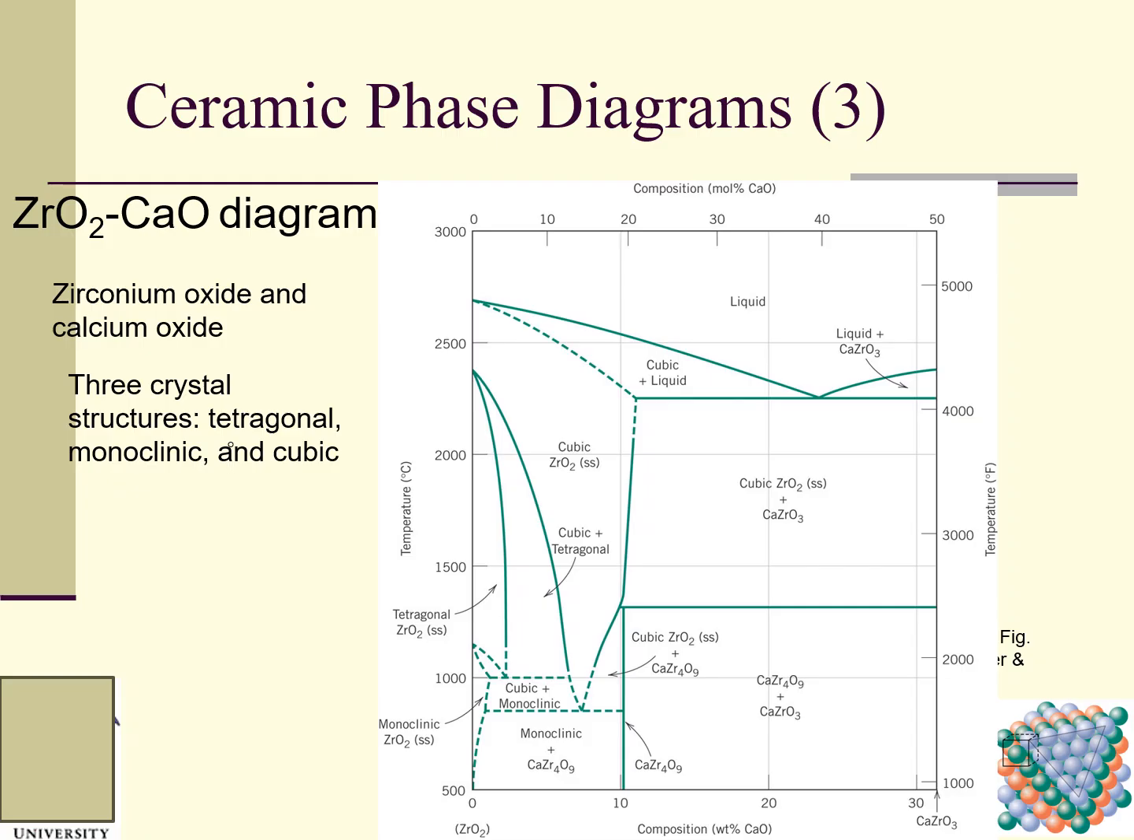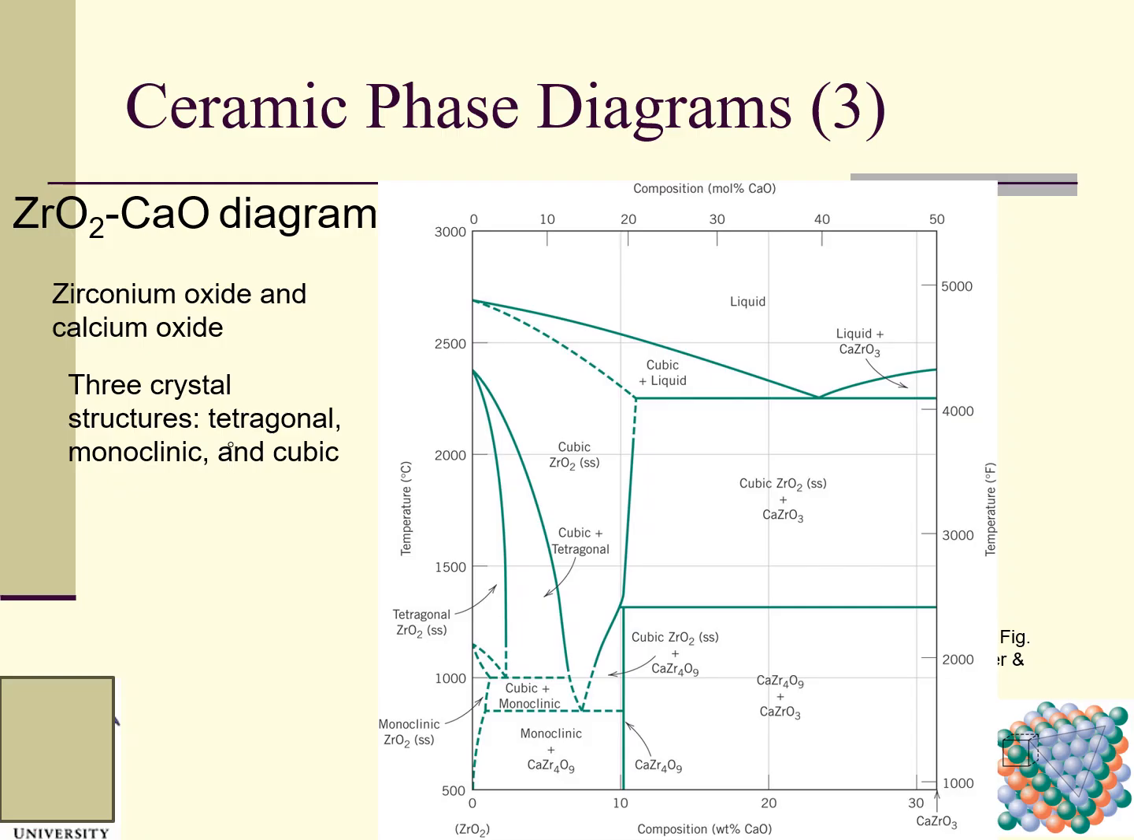So this is cubic plus tetragonal in this area. So this is a cubic zirconium oxide solid solution. And so here is a monoclinic plus calcium zirconium oxide. It's very complicated. And here is a line, a compound line. And so here is another area. And you can see this one is much more complicated, right? Because you can see how many elements we have here, how many kinds of ions we have, zirconium oxide and calcium.